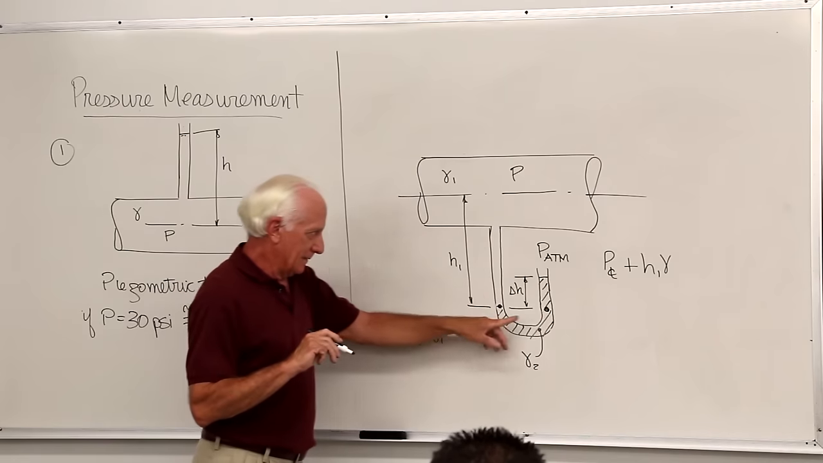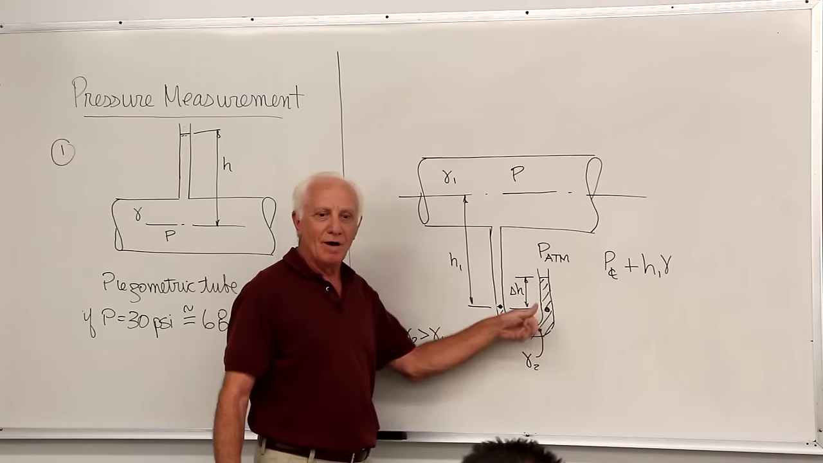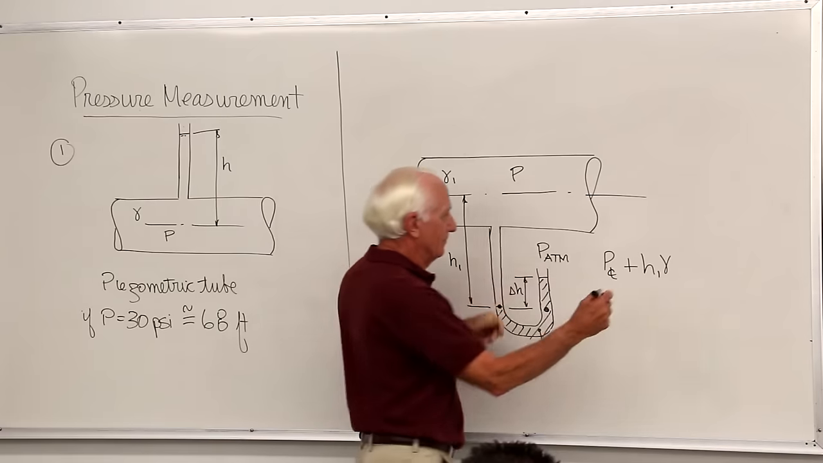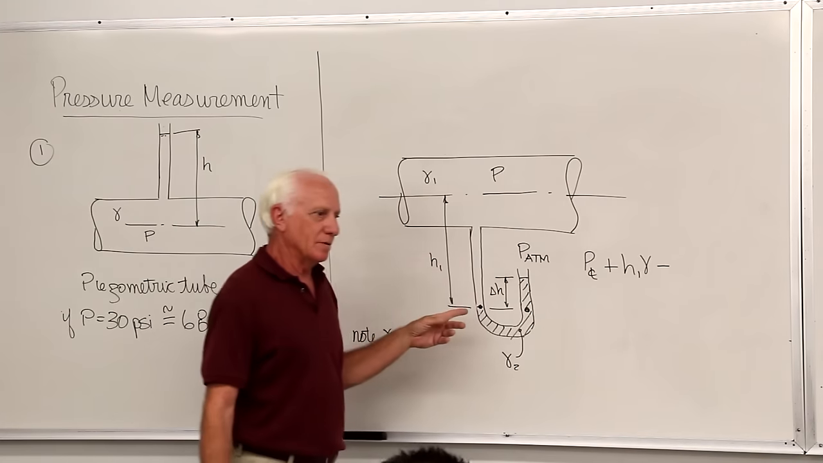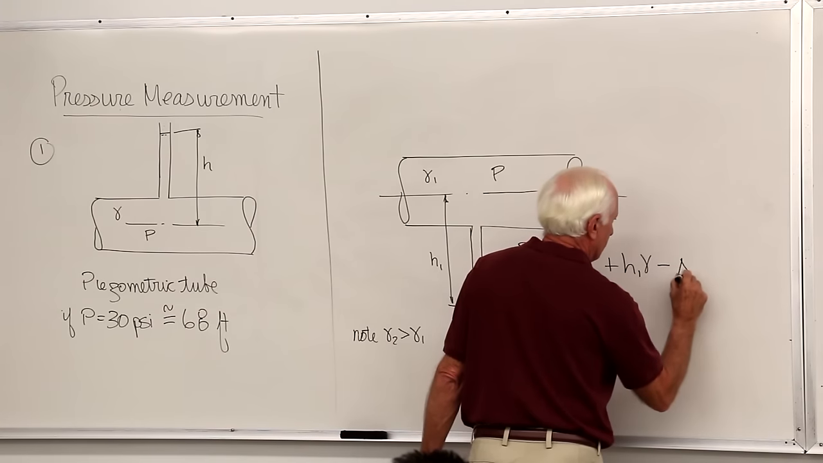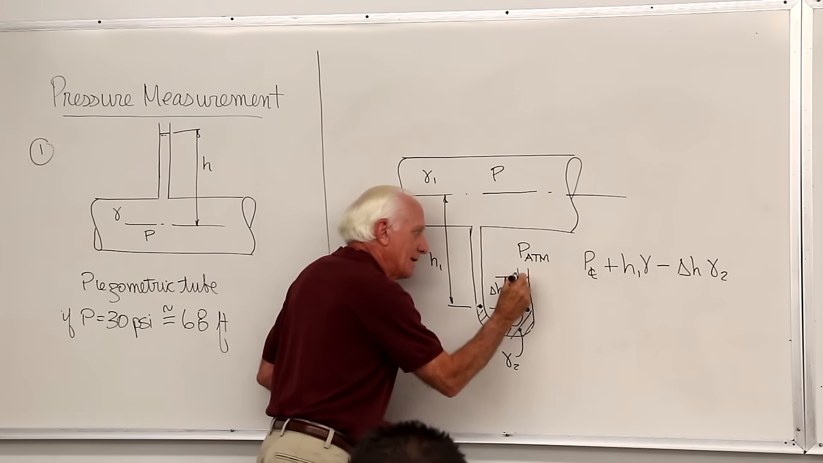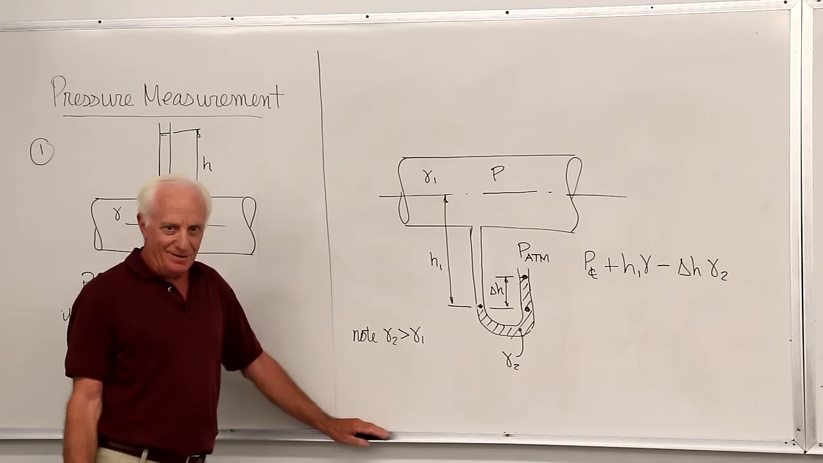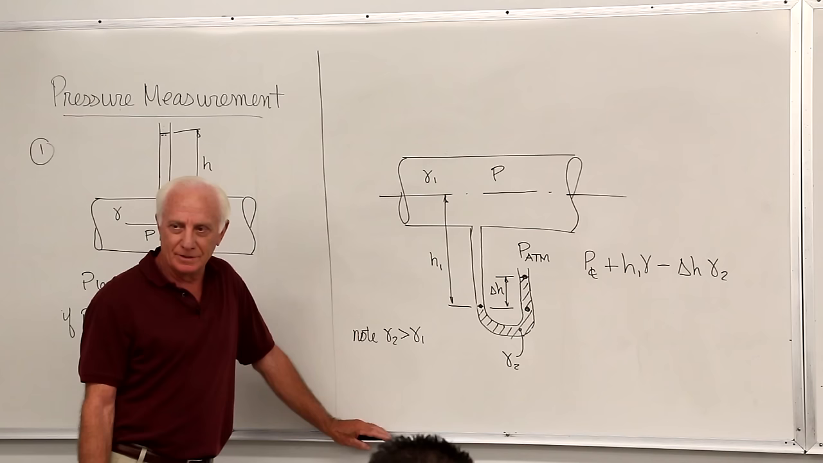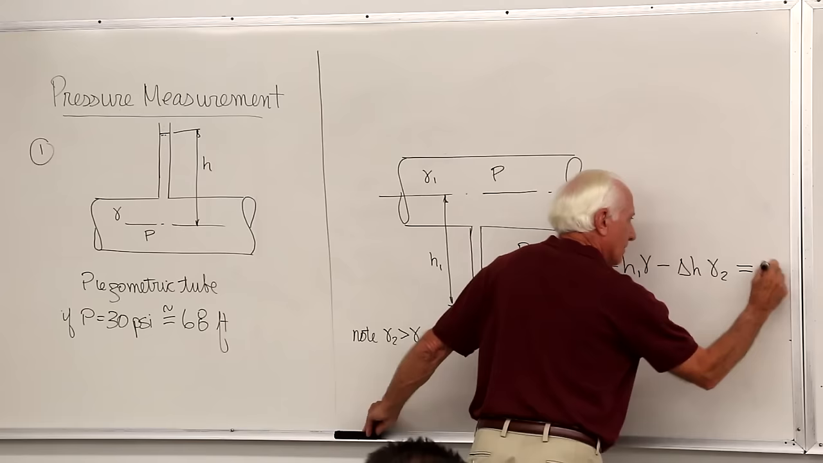Okay, stop. Now that is the pressure right here. Now what do we do? We go up. If you go up, the pressure goes down, minus sign. How far up did you go? Delta H. What's the fluid? Gamma 2. And then, where do I end up? Right there, I end up with the atmospheric pressure, which I'm going to call zero gauge. Pressure there is equal to zero.